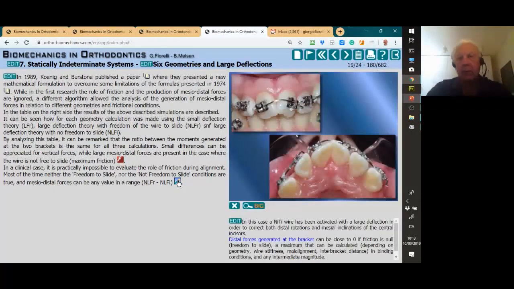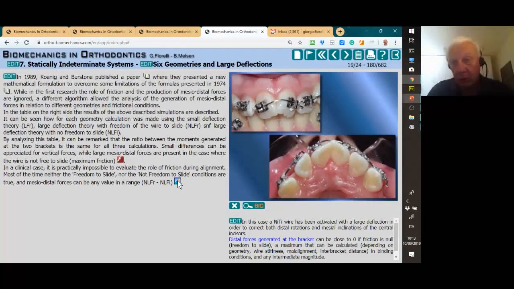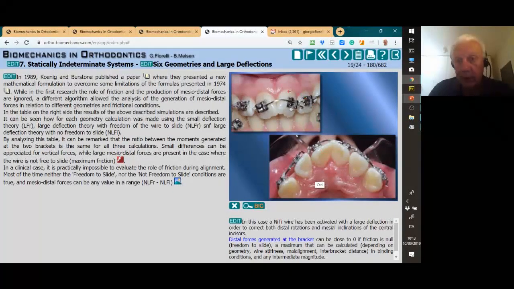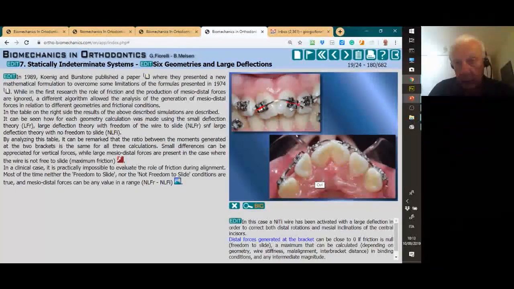I want to show you this image. Here we have a high geometry, maybe a geometry 6 or close to it, both in the frontal view and in the occlusal view. So I'm drawing this. Here we have a high geometry because the crossing is more or less in the middle, and here we have a high geometry as well. It's hard to say that they are geometry 6, but anyway, they might be close to geometry 6.